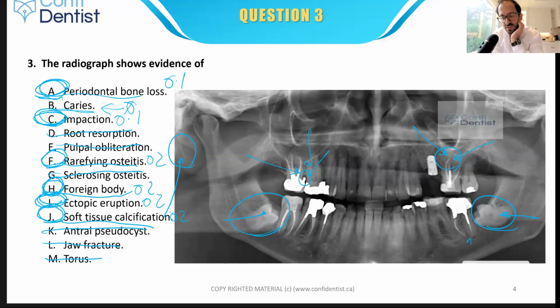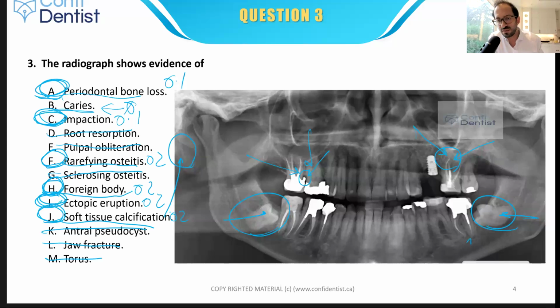So impaction will go under ectopic eruption? Not necessarily. Ectopic eruption means erupting in the wrong direction, okay? Which may or may not result in impaction. So we have teeth that are erupting ectopically, but they erupt fully, like canines. But in many cases that you have impaction, it is because of ectopic eruption, okay?